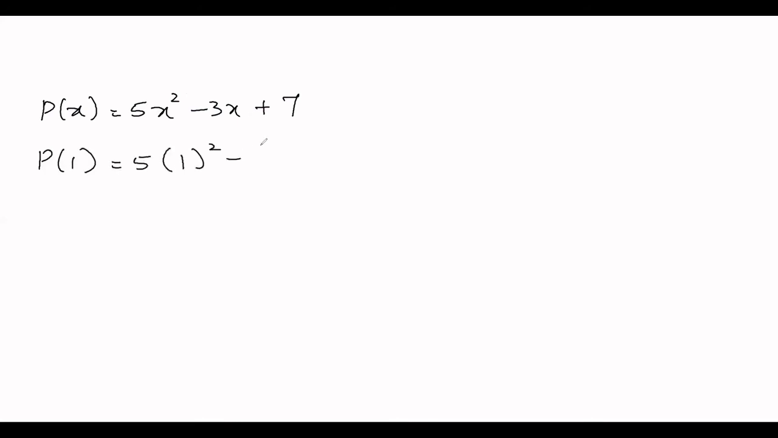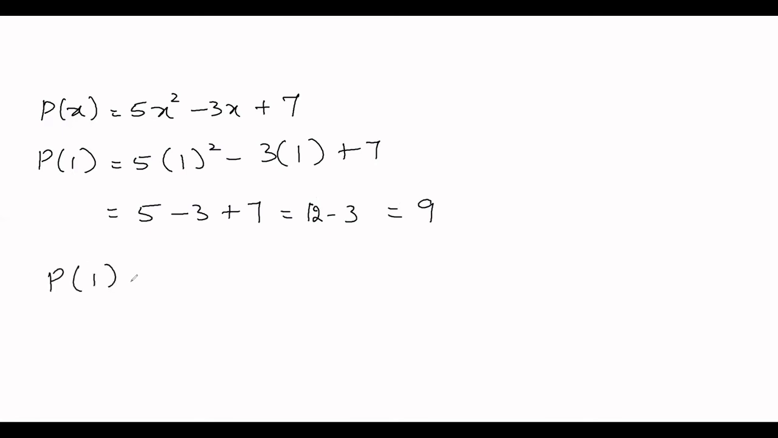Now, next question. Say P of x is equal to 5x squared minus 3x plus 7. Let us find the value of P of x at x is equal to 1. So P of 1 is equal to 5 times 1 squared minus 3 times 1 plus 7. That gives me 5 minus 3 plus 7, which is 12 minus 3, which is equal to 9. Therefore, P of 1 is equal to 9.